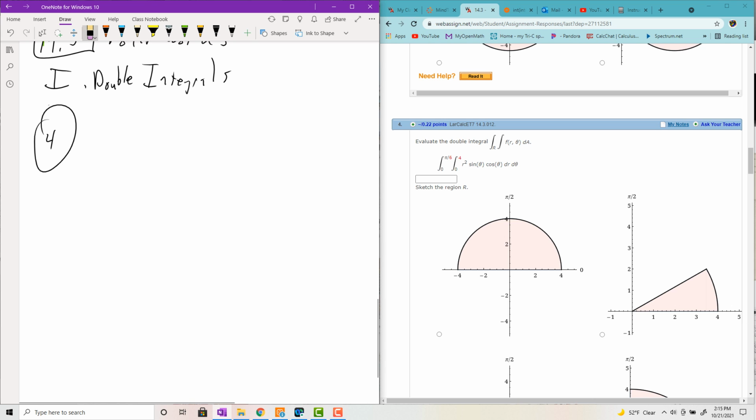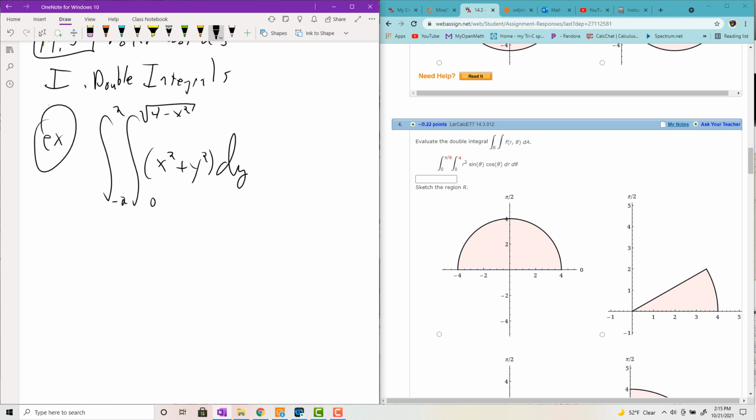Well, no, I'll just give you an example. Okay, we'll get to the homework eventually. So let's pretend I have this double integral thrown in my lap: 0 to the square root of 4 minus x squared, negative 2 to 2, and I want to integrate the function x squared plus y squared dy dx.